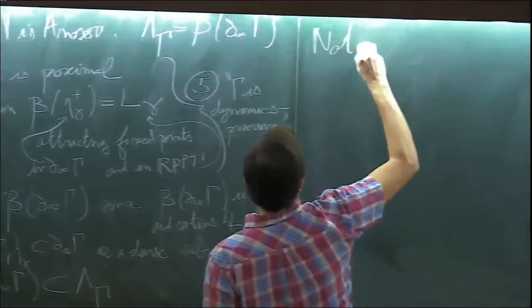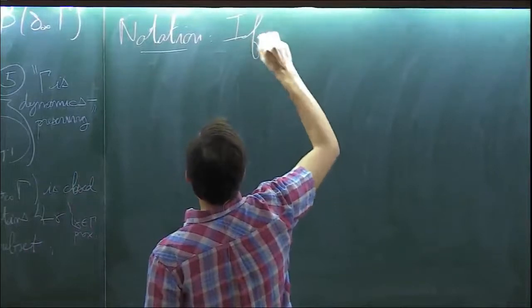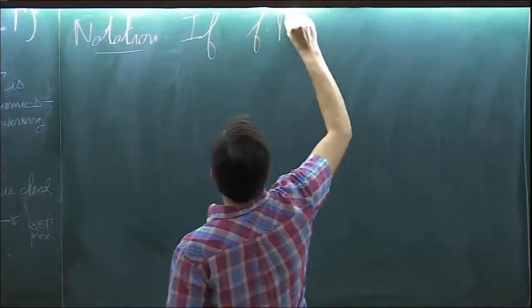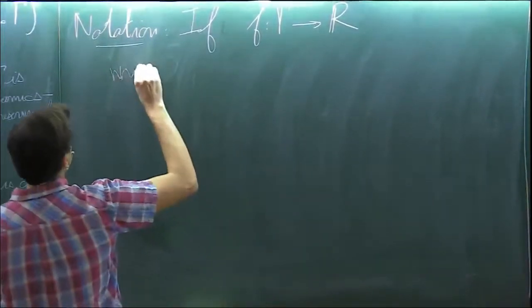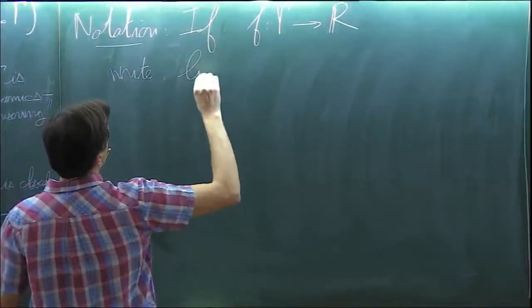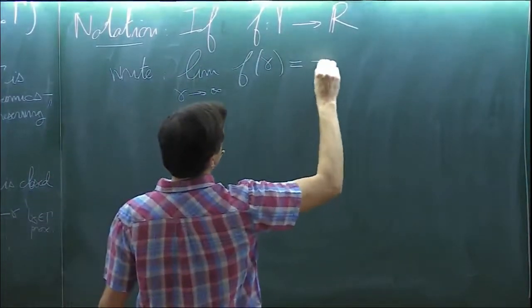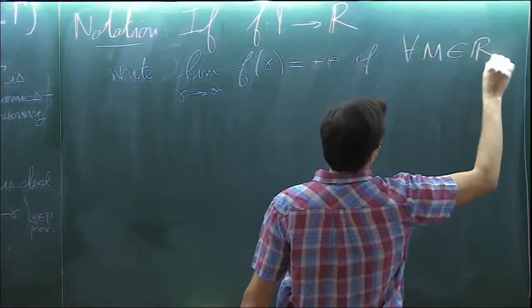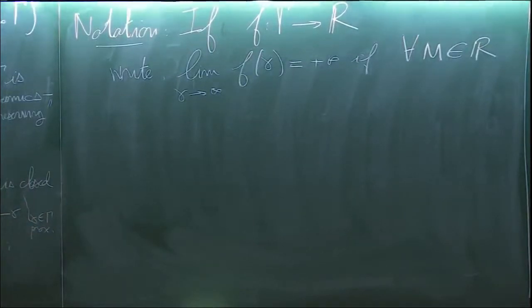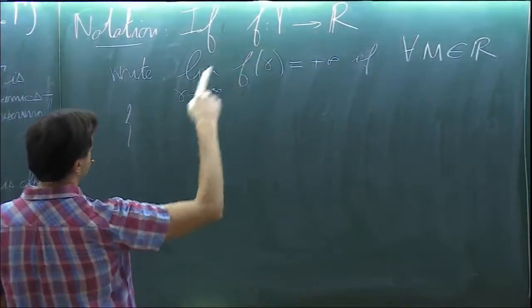I will not give another definition or equivalent definition of Anosov representation, but I will just introduce a notation. If I have a function f from gamma to R, I will write that the limit of f of gamma when gamma goes to infinity is plus infinity if for every number m in R, the set of gamma such that f of gamma is less than m is finite. So this is what you expect for the discrete topology of gamma.